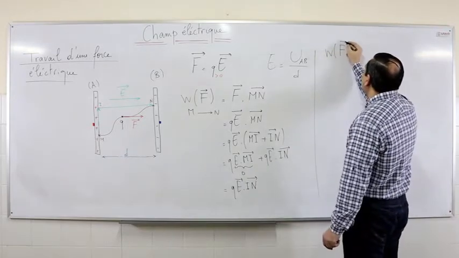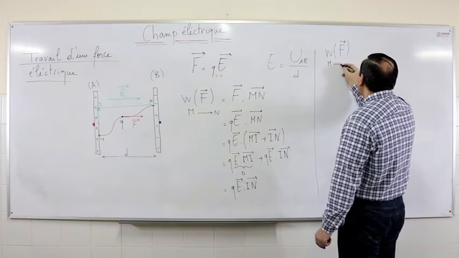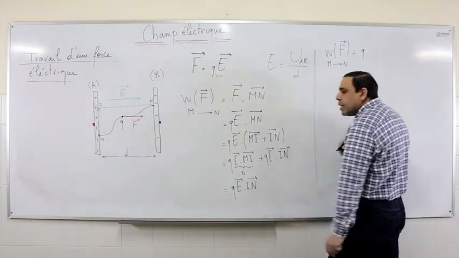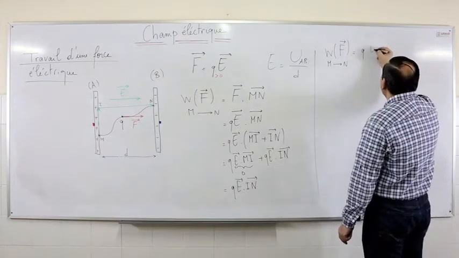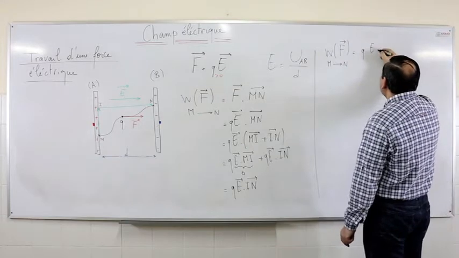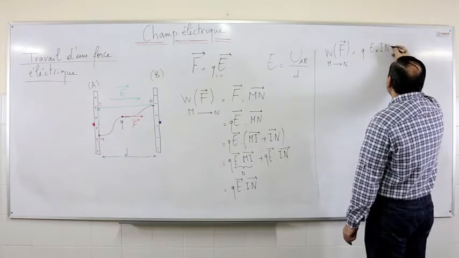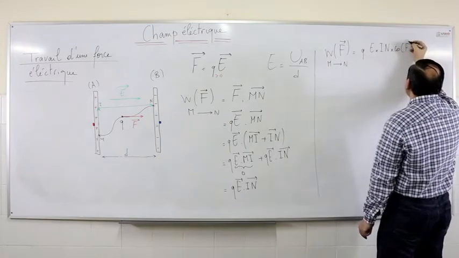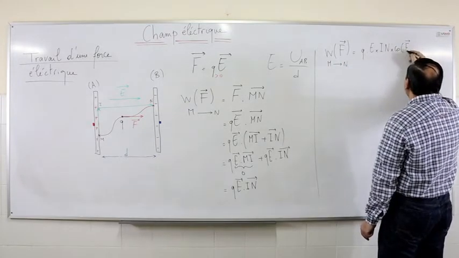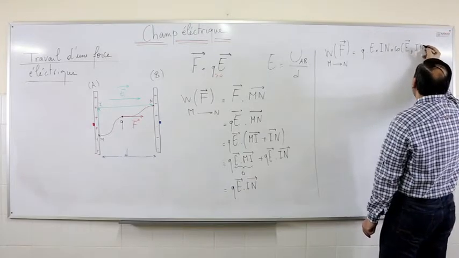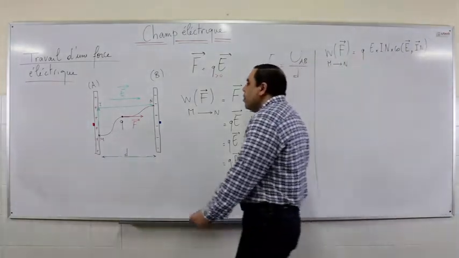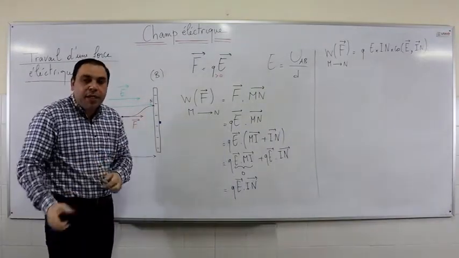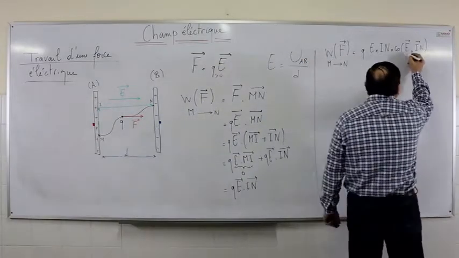The work of F when its point of application moves from M to N is Q. What is the scalar product of two vectors? It is the magnitude of the first vector multiplied by the magnitude of the second vector multiplied by cosine of the angle between these two vectors. Cosine of the angle between E and IN. Note that E and IN have the same direction, and as a result, the angle between them is 0.